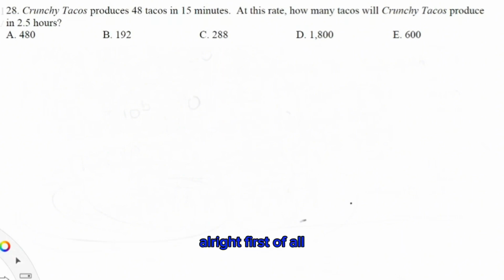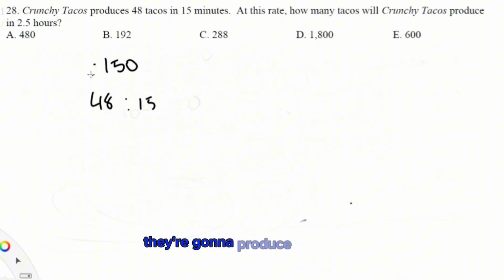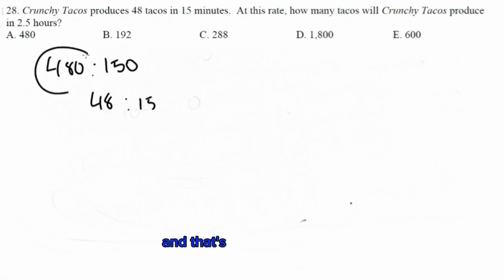Alright, first of all, 2.5 hours is just 150 minutes. So that means if they produce 48 tacos in 15 minutes, they just multiply it by 10, which means they're going to produce 480 tacos in 150 minutes. And that's your answer. Next, 34 base 8 equals what base 10?